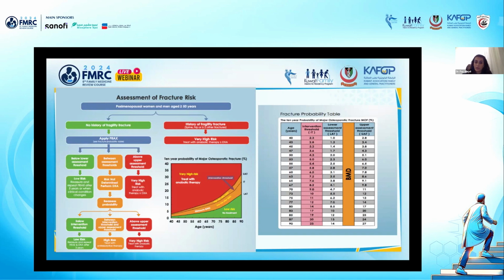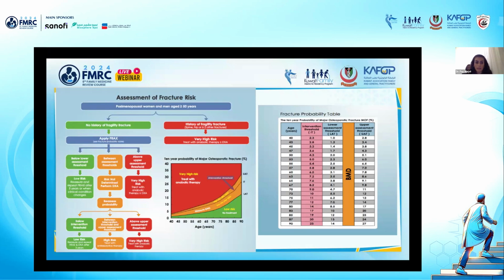The upper assessment threshold is defined as the intervention threshold plus 20% extra risk of fracture. And this is called the upper assessment threshold. Any patient above this number is considered a very high risk patient, and they should be treated with anabolic treatment. So they are not within our scope. You will screen the patient, and once you determine that this patient is a very high risk patient, you will refer them to secondary care. Okay, so let's put this into practice.